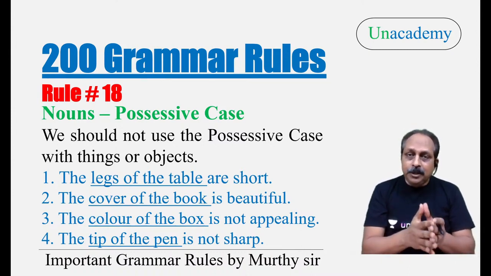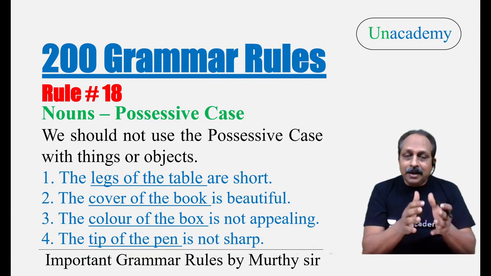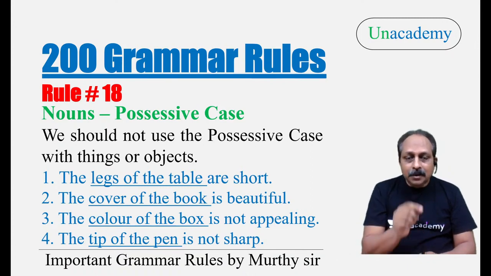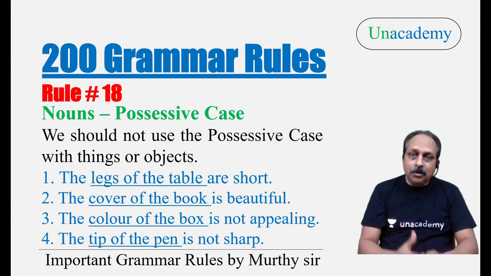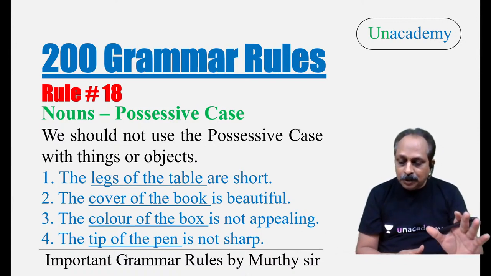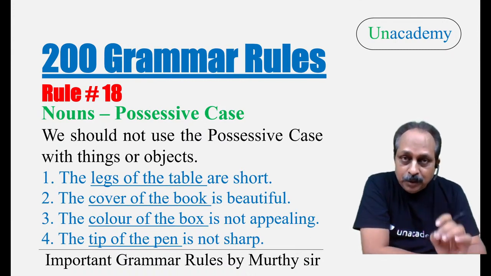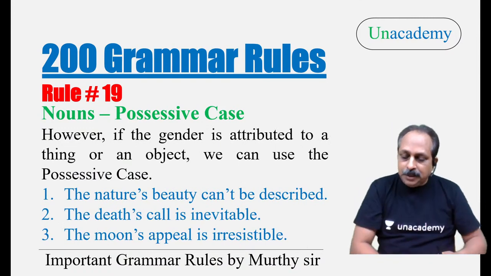The cover of the book is beautiful. You should not say the book's cover is beautiful. The color of the box is not appealing. You should not say the box's color is not appealing. The tip of the pen is not sharp. You should not say the pen's tip is not sharp. I hope you got this one. So, to repeat, you should not use the possessive case with things or objects. If you have a question, please ask me.